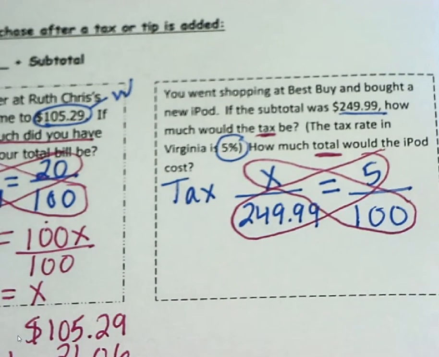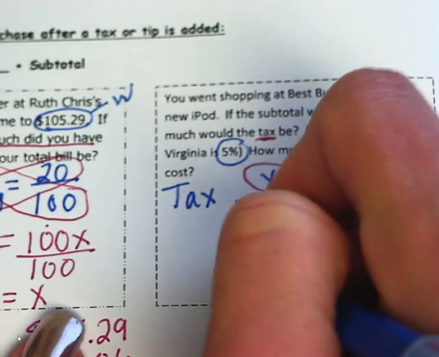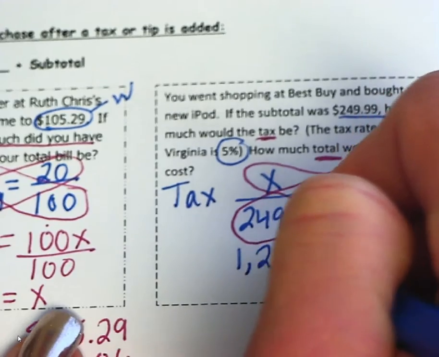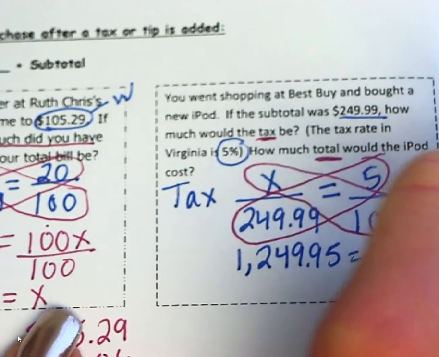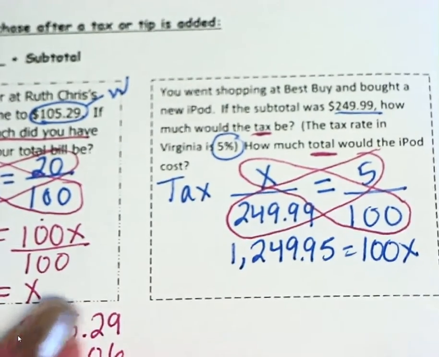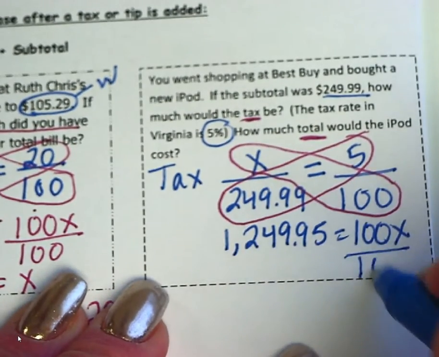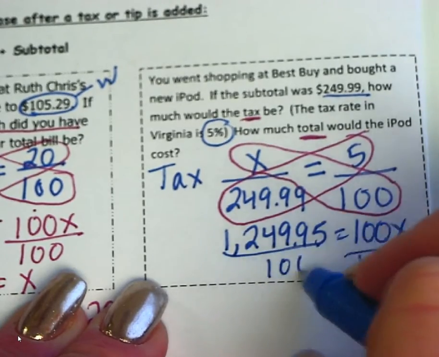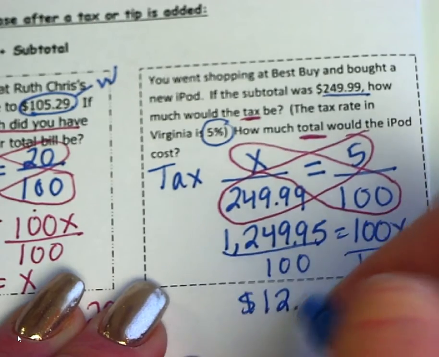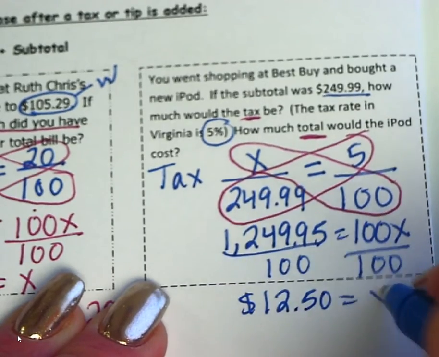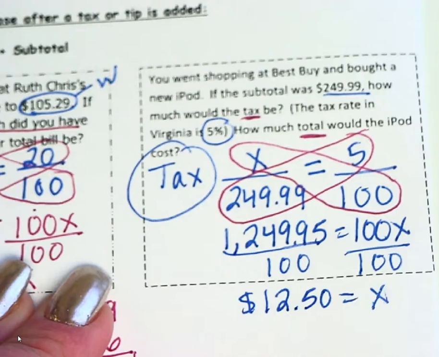What is 5 times $249.99? Did you get it? 1,000 what? And that's equal to 100x. So you're going to divide both sides by 100. And then you get $12.50. So $12.50 is my tax.